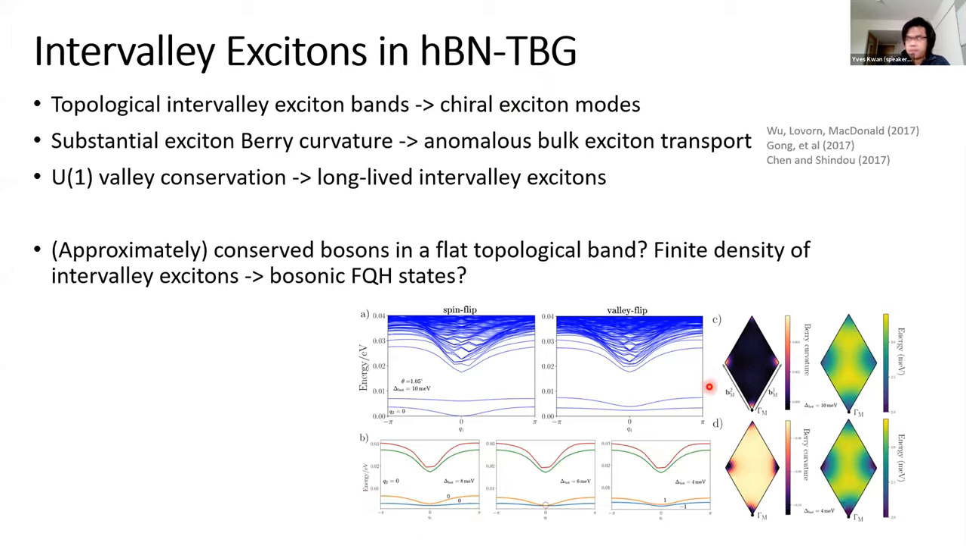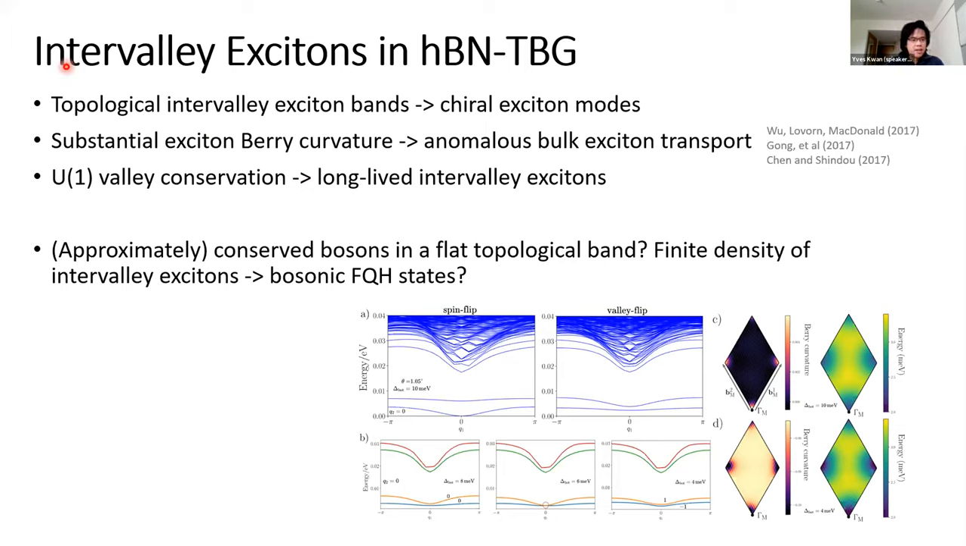But even in cases where the lowest exciton bands happen to be trivial, we still find that they have substantial exciton Berry curvature. For example, here we see that there are Berry curvature hotspots at the gamma points of the moiré Brillouin zone. And in this case, this can drive anomalous bulk exciton transport. I also want to point out that because TBG has a pretty good U(1) valley conservation, these intervalley excitons are expected to be quite long-lived.